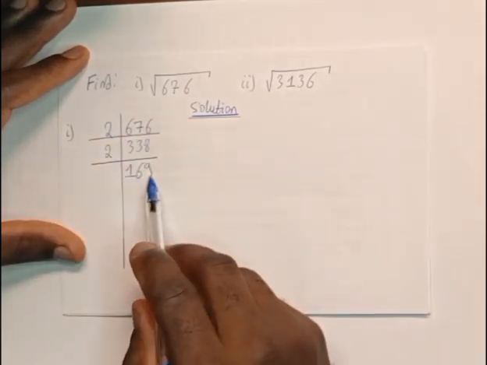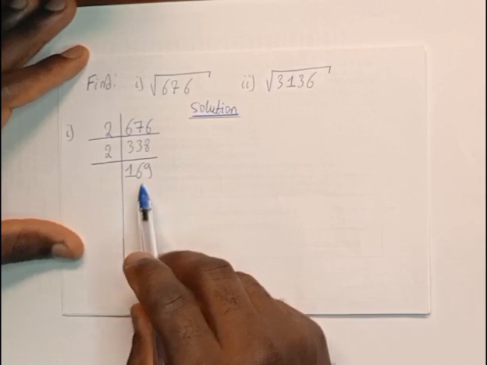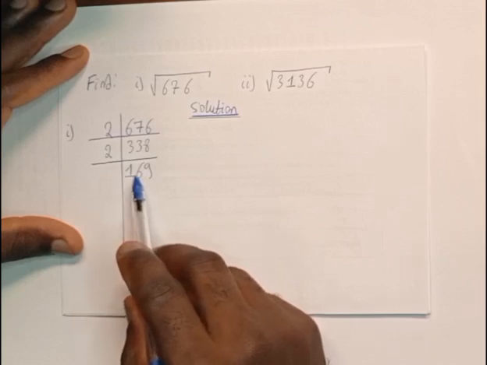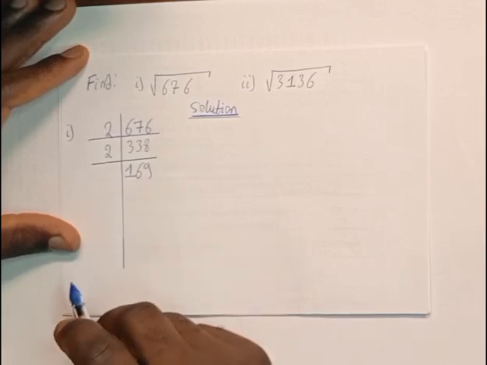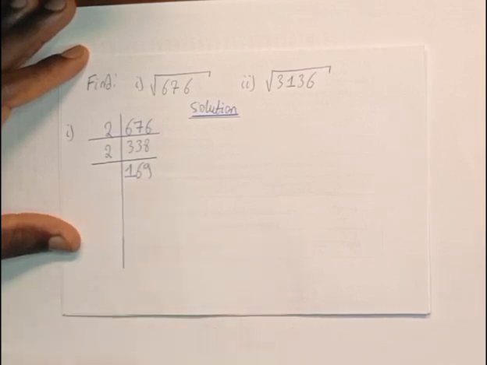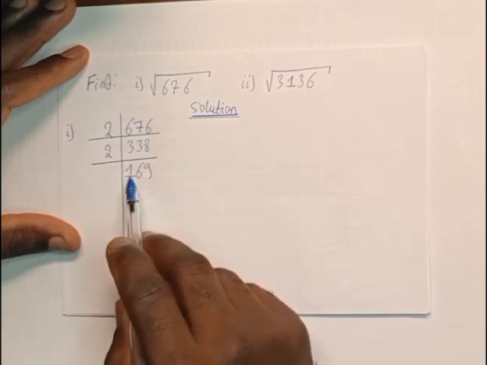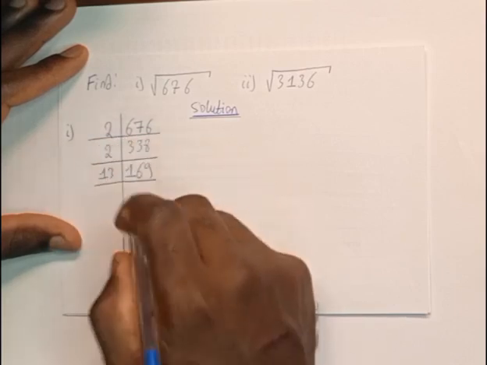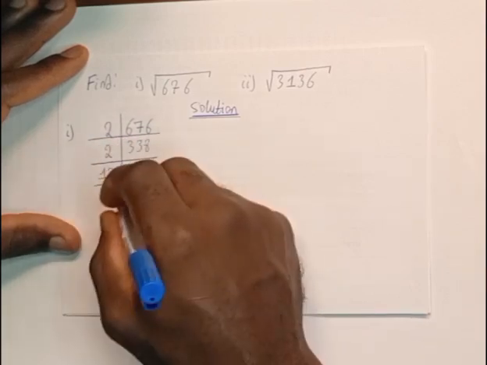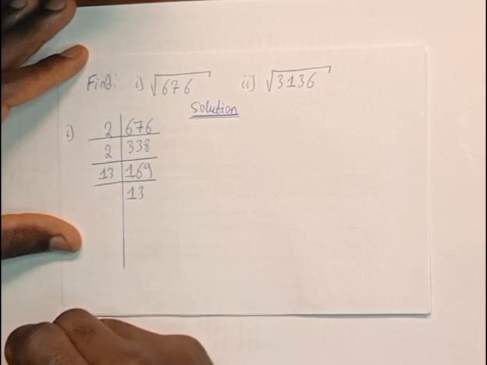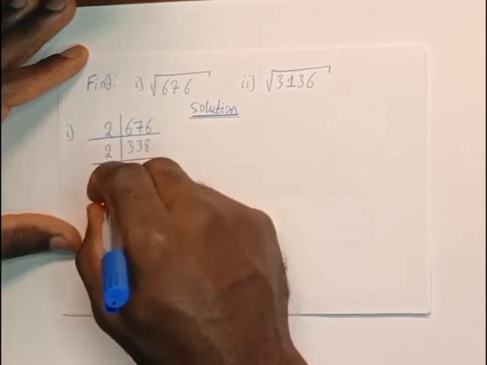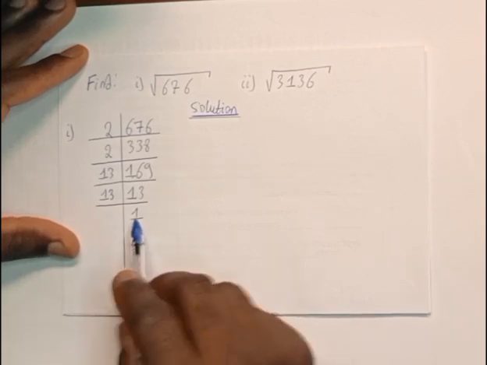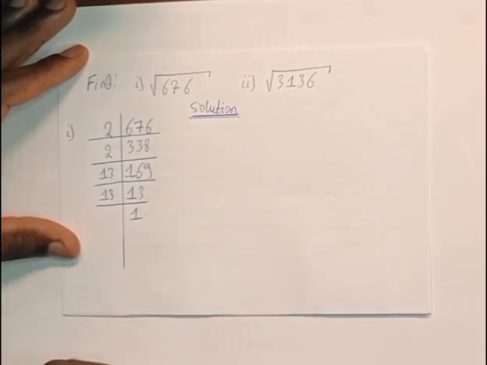The number 169 is not an even number. You can see the last digit of this number is 9, which is not an even number. The number 169 is a multiple of the prime number 13. That means 13 is a prime factor of 169. Divided by 13, 169 divided by 13 gives us 13. 13 is a prime factor of itself. 13 divided by 13 gives us 1. When we reach 1, that means the division is over.